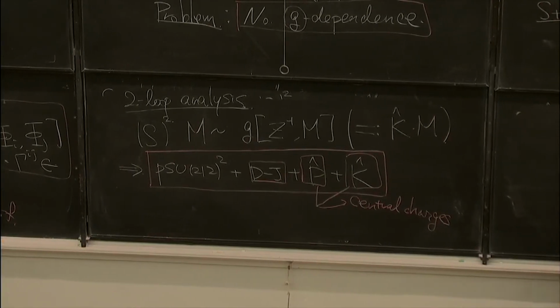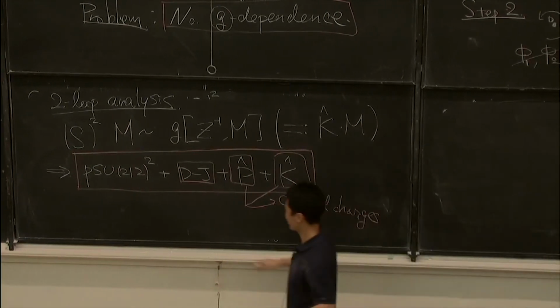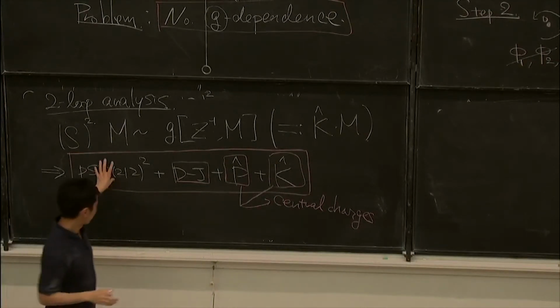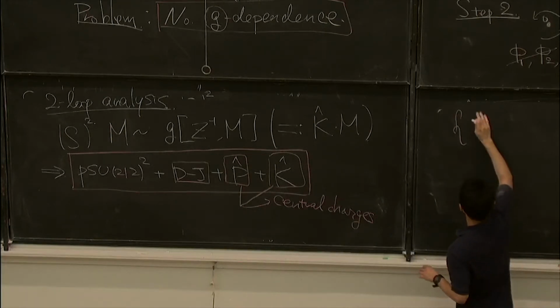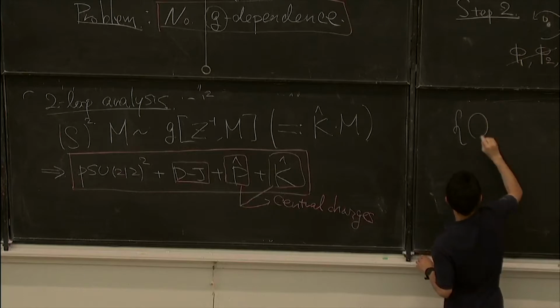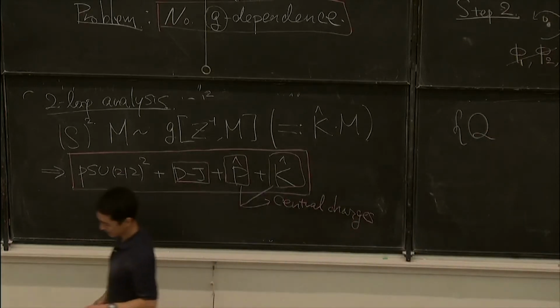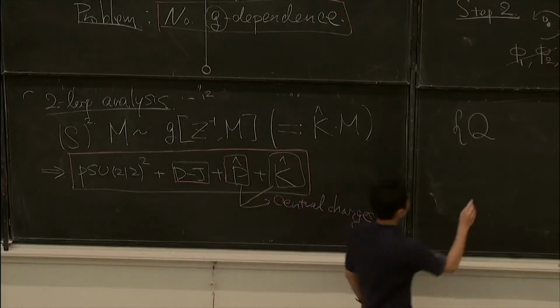But before doing that, let me explain my notation about the generators in PSU(2|2) squared. Because it has the product structure, I'm going to focus on just one of them. PSU(2|2) contains Q of alpha.